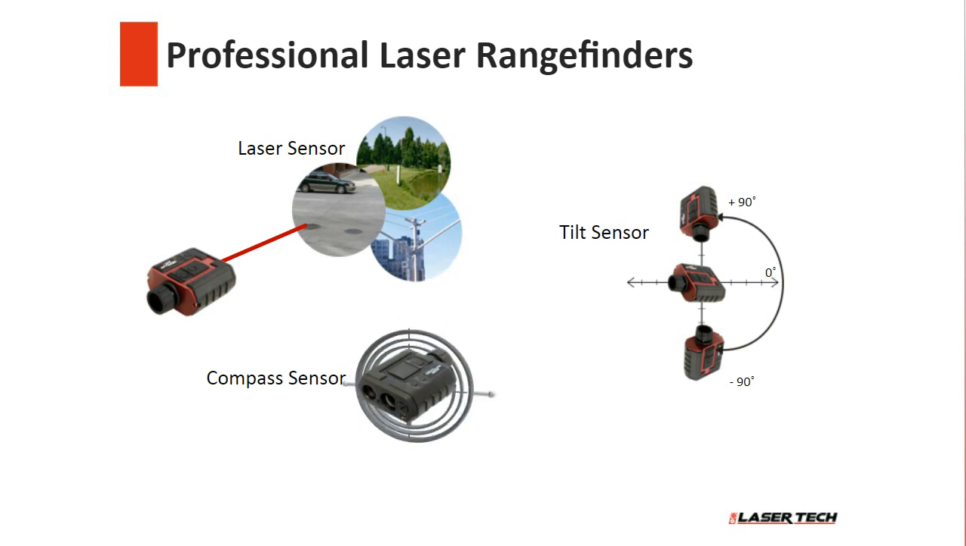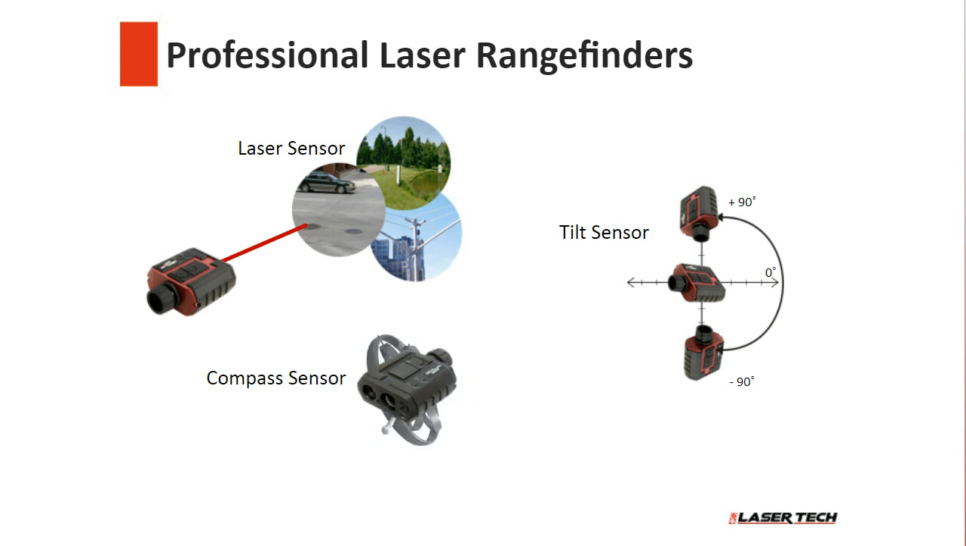So that's our laser sensor built in all of our laser rangefinders. Then we also have a tilt sensor built in. This tilt sensor is measuring vertical angles. You can see here on the right hand side, plus or minus 90 degrees. So that's used for height measurements, clearances, elevations, etc., that you can use in combination with the laser sensor.